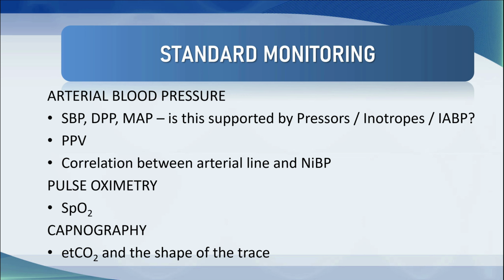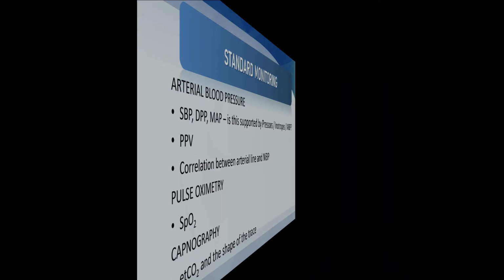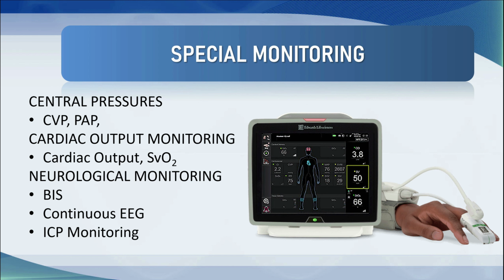And these are what we would consider absolute standard monitors in any patient in the ICU. Obviously, we only use capnography in someone who is ventilated. There are some special monitors, such as central pressures, using a central line to measure central venous pressure, or pulmonary artery pressure, or pulmonary capillary wedge pressure.